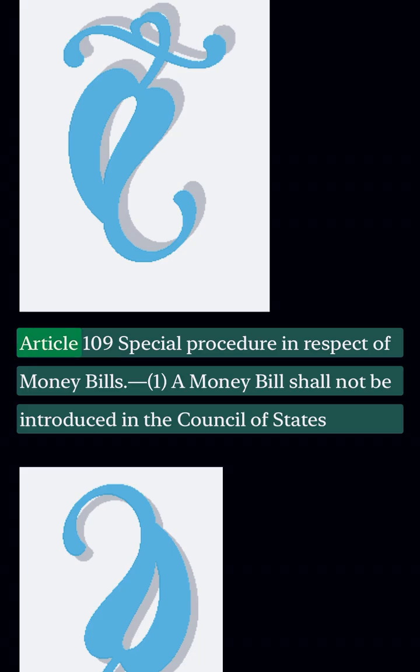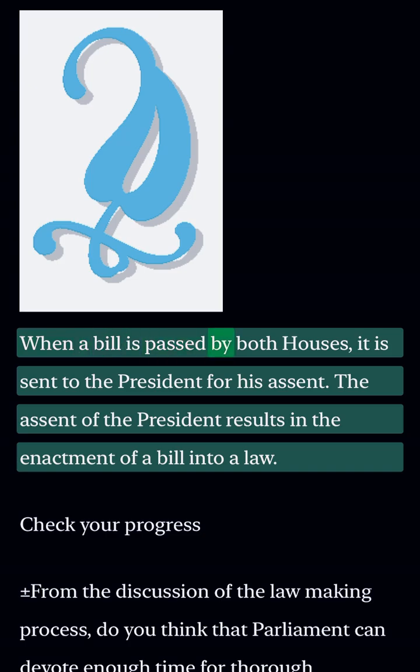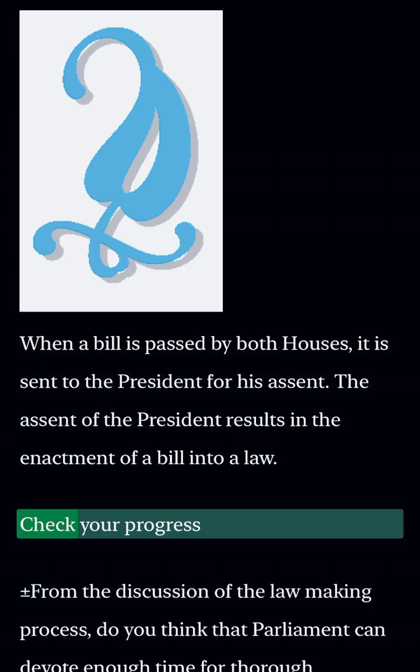Indian Constitution at work. Article 109. Special procedure in respect of money bills. A money bill shall not be introduced in the Council of States. When a bill is passed by both Houses, it is sent to the President for his assent. The assent of the President results in the enactment of a bill into a law.